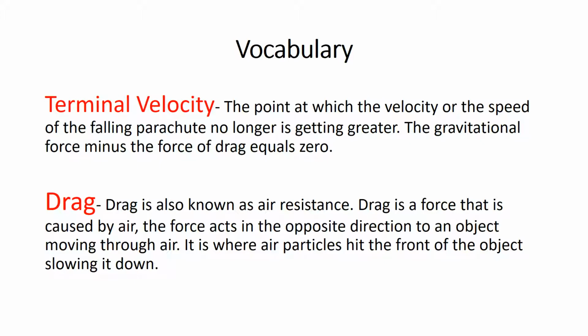Drag is also important when you're looking at parachutes because you definitely want to make sure that your parachute slows you down. Drag is also known as air resistance. This is a force that is caused by air. The force acts in the opposite direction to an object moving through air. So as those air particles hit the front of the object, it would slow down. This is definitely important when thinking about a parachute because you want your parachute to slow you down as you're moving through the air so that the landing is not rough.